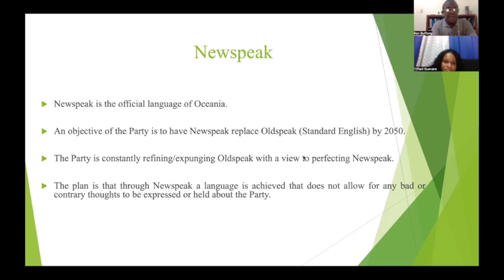Newspeak. Newspeak is the official language of Oceania. An objective of the party is to have Newspeak replace Standard English by 2050. The party is constantly refining Old Speak, which is the Standard English, to perfected Newspeak. The plan is that through Newspeak, a language is achieved that does not allow for any bad or contrary thoughts to be expressed or held about the party.